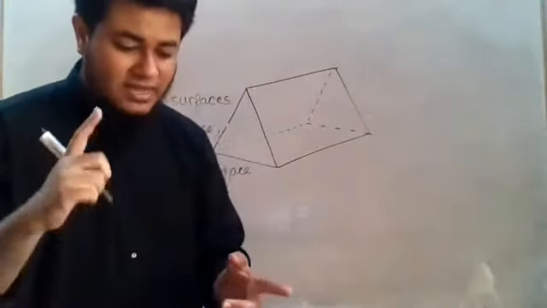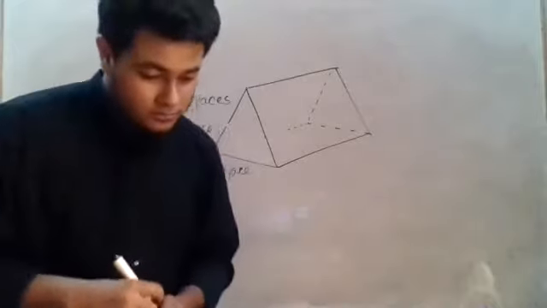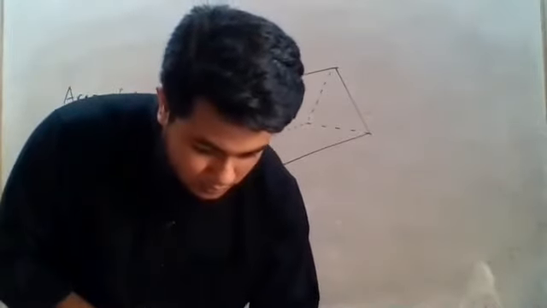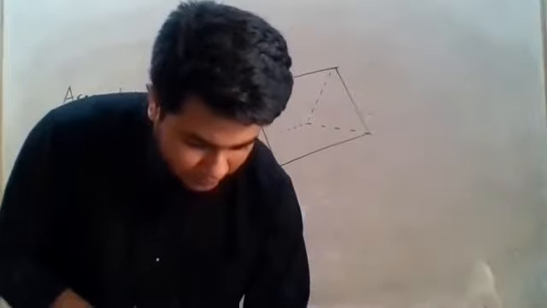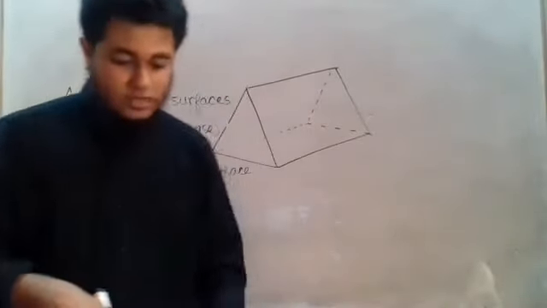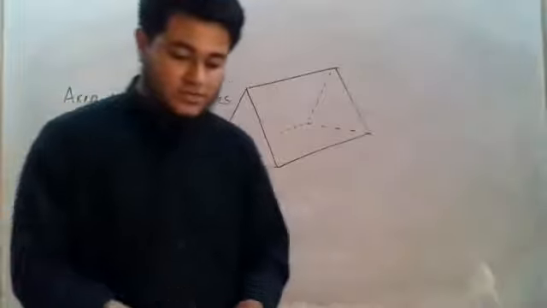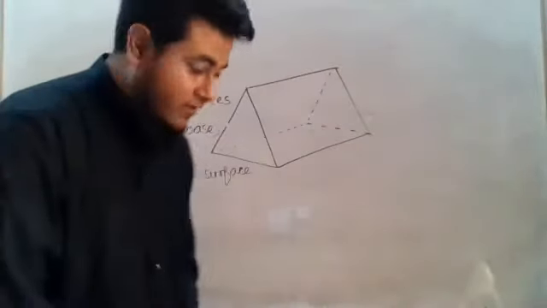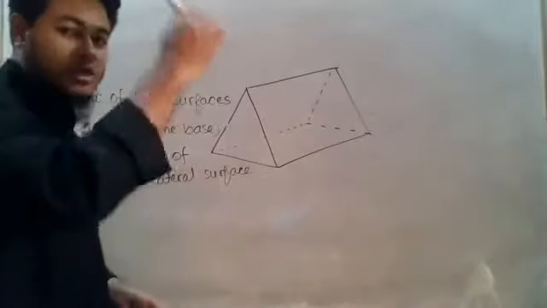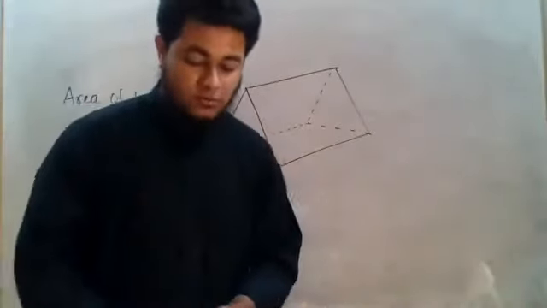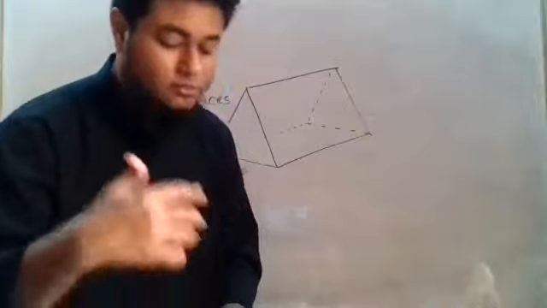Okay, then the volume, the formula to find out the volume is area of the base into height. So area into height, that actually gives us the volume. So if I can calculate the area of this surface and multiply it with the height, then I will be getting the volume.